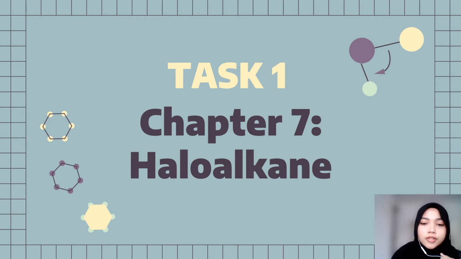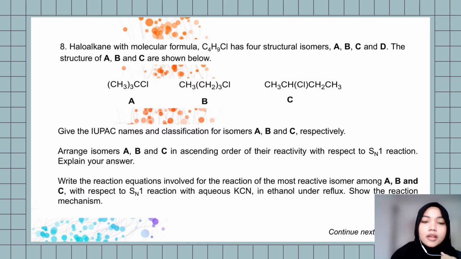So let's move on to Task 1, Chapter 7, haloalkane. This is the question for Task 8. Haloalkane with molecular formula C4H9Cl has 4 isomers, which are A, B, C and D. And we have to give IUPAC names and classification for these isomers.